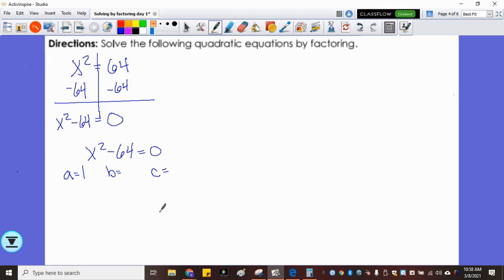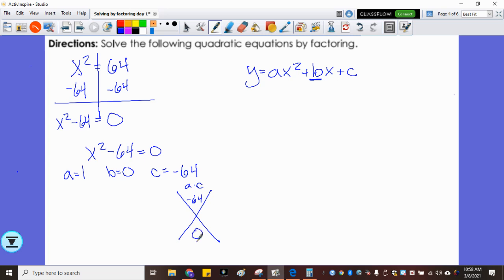What does B equal? B equals 0. Remember, B is the number with x, and there isn't one. So B equals 0, and C equals negative 64. A equals 1, so we can jump straight to the x. It multiplies to A times C, 1 times negative 64, and adds to 0.